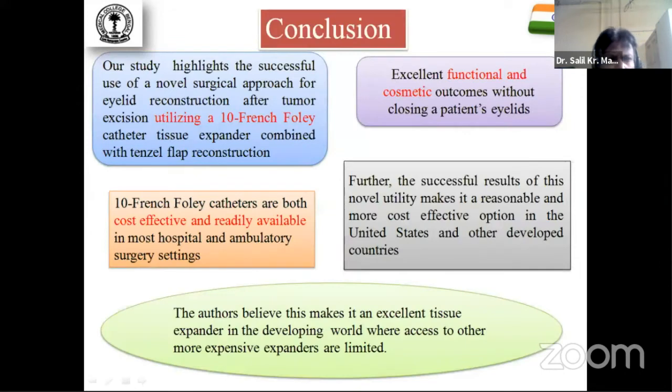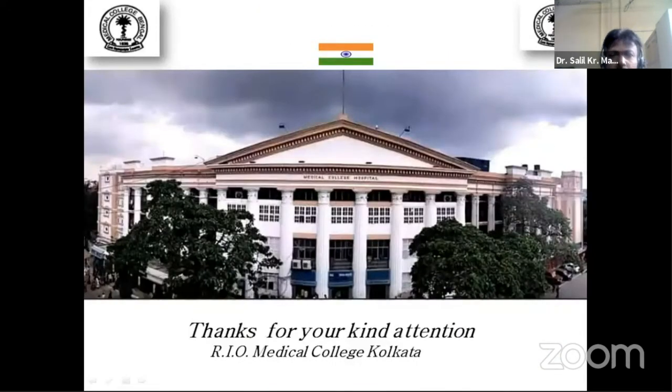So, to come to a conclusion, our study highlights the successful use of a novel surgical approach to eyelid reconstruction after tumor excision utilizing a 10 French Foley catheter. Excellent function and cosmetic outcome without closing the patient's eyelids. The 10 French Foley catheter is both cost-effective and readily available in most hospital ambulatory settings. Further, the successful results make it a reasonable, most cost-effective option in the United States and other developing countries. The author believes this makes it an excellent tissue expander in the developing world, where access to other more expensive expanders is limited. This is my reference. Thanks.